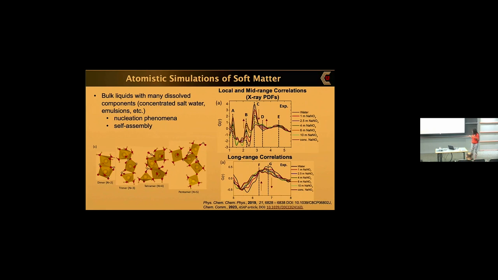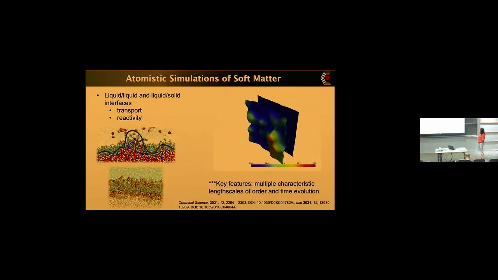But obviously, a key feature of them is that they have multiple length scale behaviors. So if you take, for example, the X-ray pair distribution function analysis of the solution structure, you can have organization up to the nanometer to sometimes tens of nanometer scales. And so we model and predict this type of longer length scale and multi-scale organization. We also look a lot at liquid interfaces, where we're looking at transport and reactivity at those interfaces.